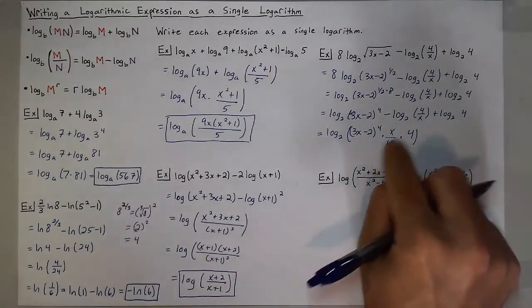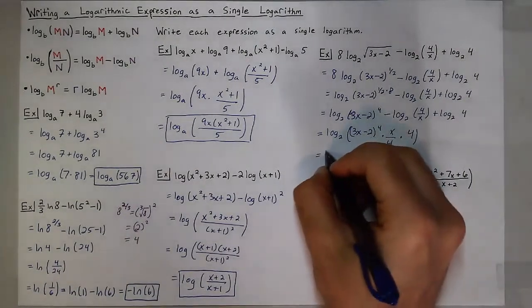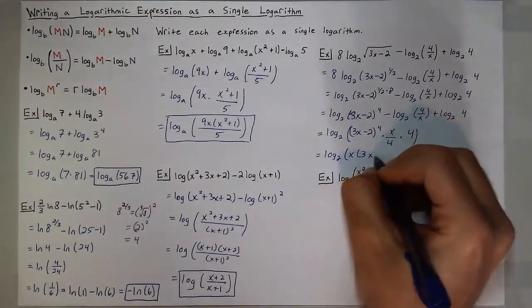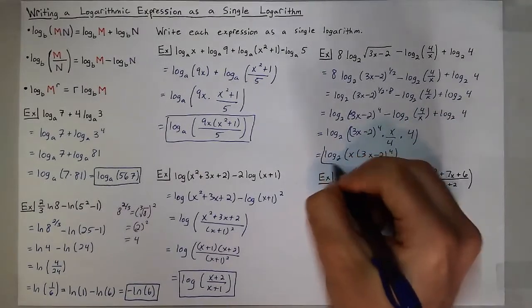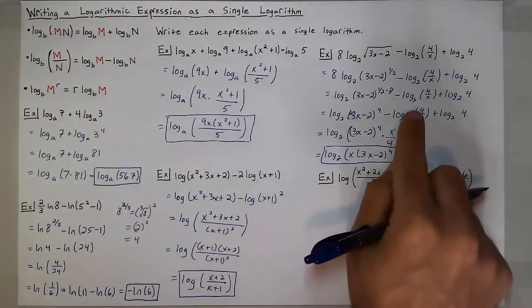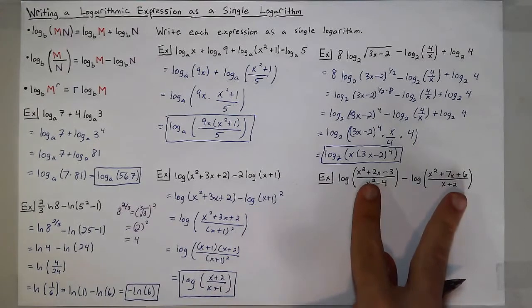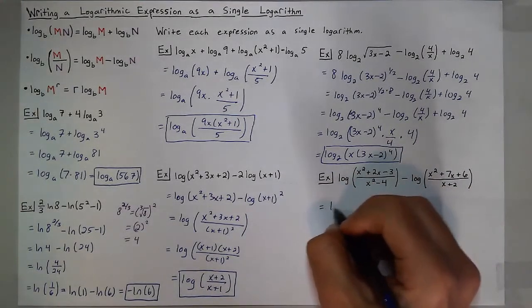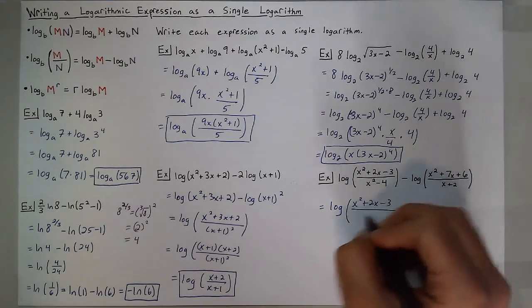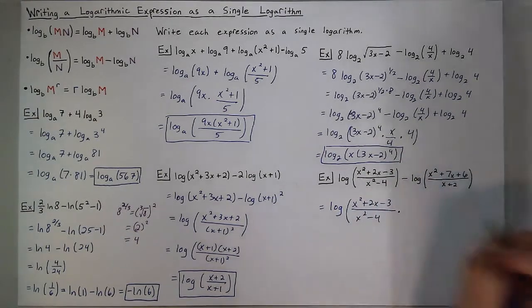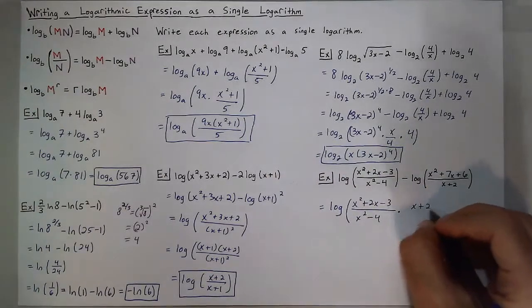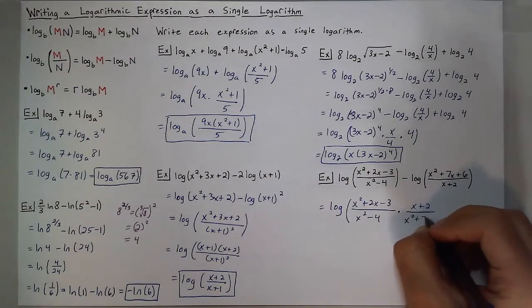And then you can see here that the 4's can cancel, leaving me with my answer of log base 2 of, I'll move this x to the front, x times (3x minus 2) to the 4th. And lastly, I'm going to use that same technique I just used up here. I have two common logs with rational functions in them. When I combine them into one, I'll get log of (x squared plus 2x minus 3) over (x squared minus 4) times the reciprocal of this, since I'm dividing by it. So that'll be (x plus 2) over (x squared plus 7x plus 6).